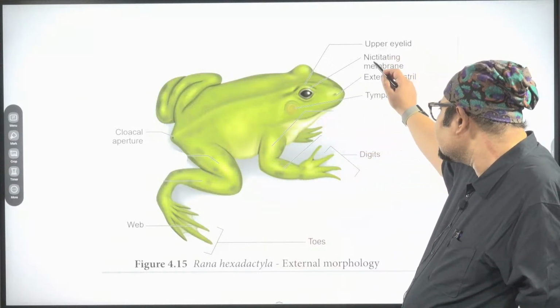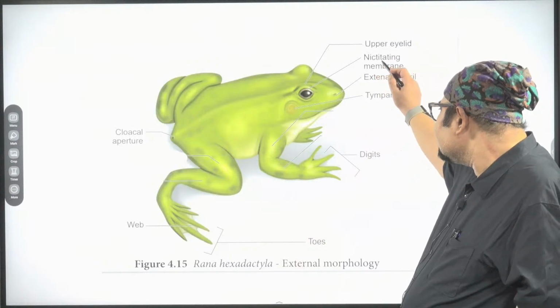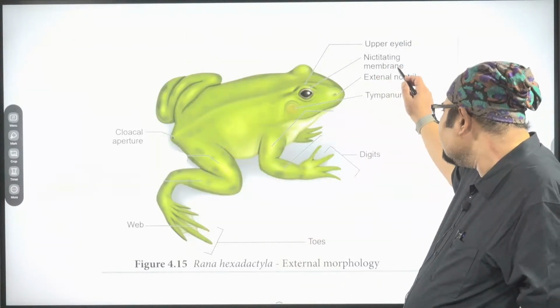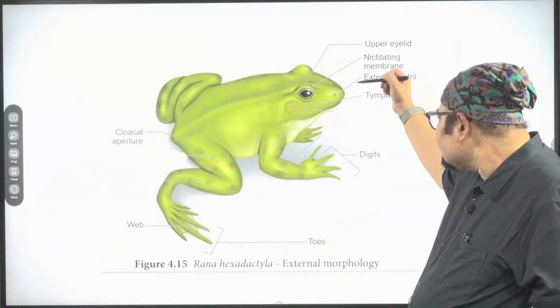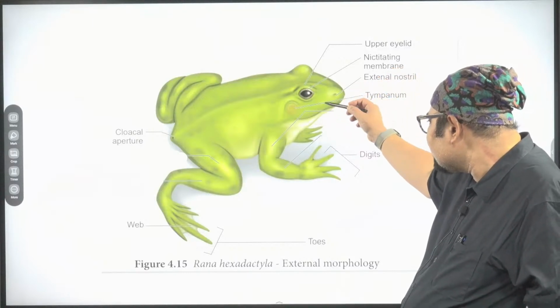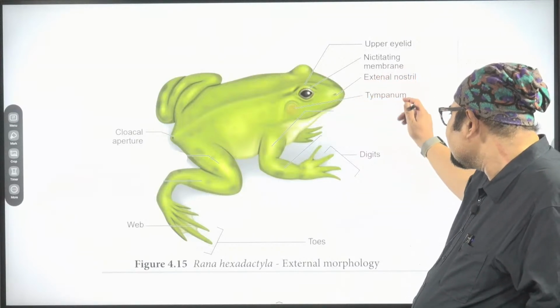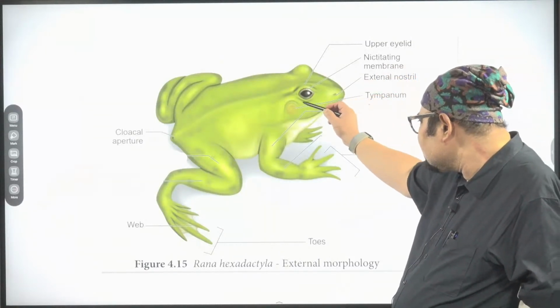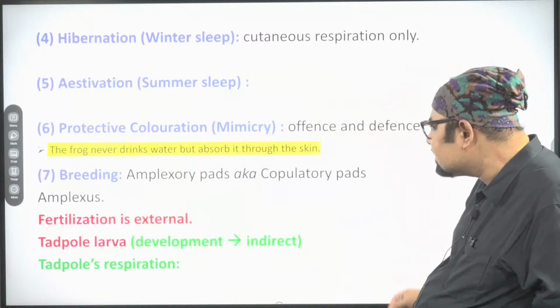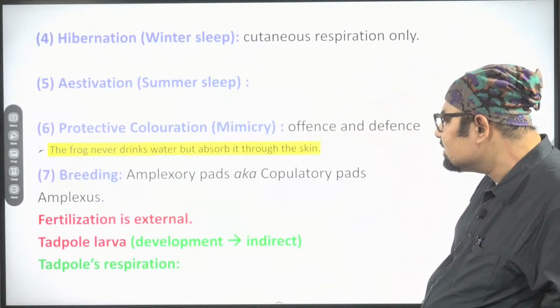And yes, there is a nictitating membrane. This nictitating membrane is a protective membrane, and when they enter water, at that time they want protection of their eyes. So the nictitating membrane is a transparent membrane. They also have eyelids. So the nictitating membrane is a third eyelid.